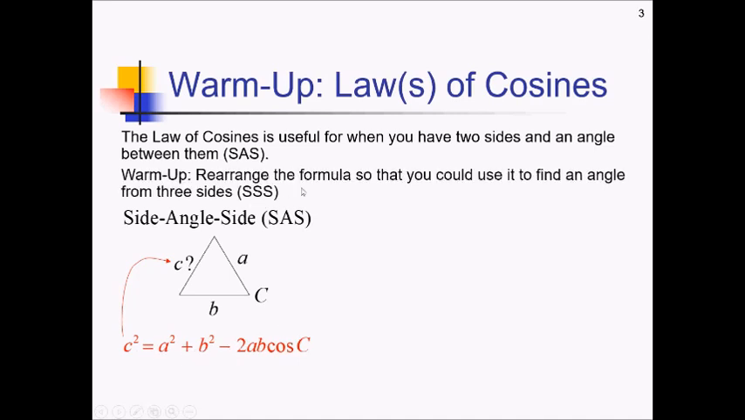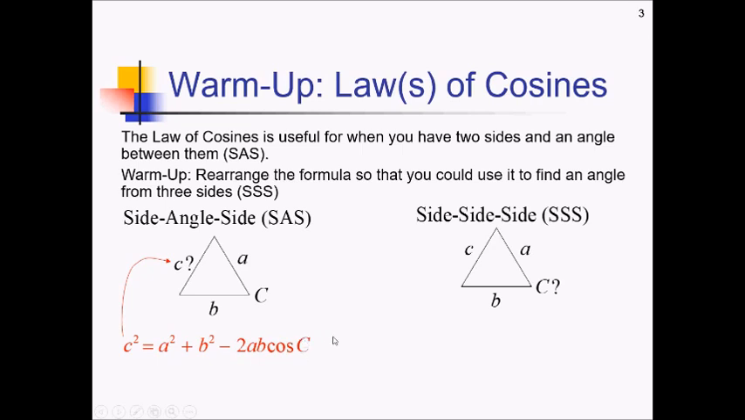And your warm-up is to rearrange this formula so that you could use it to find an angle if you were given three sides. So the side, side, side situation. So let's say instead your triangle looks like this, where you actually know A, B, and little c, and you're trying to find this angle C. Pause the video and see if you can rearrange this to give you something that would give you that angle.